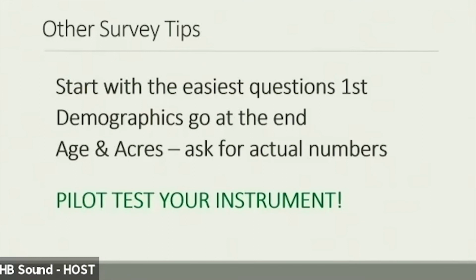Age and acres. Somewhere along the line, somebody decided it was better to ask categories for this data, and I disagree with this wholeheartedly. There's always going to be somebody who disagrees with me on this one, but you can't do math on categories, right? If 50% of your respondents grow between 50 and 100 acres, how am I going to talk about potential impact on acres? I can't do math on that. I can't get an average. I can't get a sum. I can't get any of that.